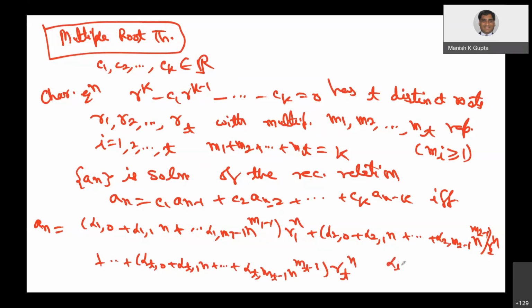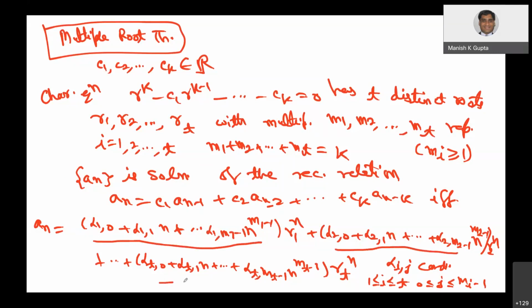where alpha_{ij} are constants, of course, for 1 <= i <= t and 0 <= j <= mi - 1. Right, so this is the general result. You see how the solution is expanded like this. This portion is because of multiplicity. We are counting multiplicity of a certain order, right?